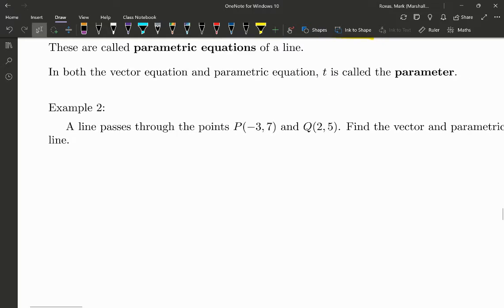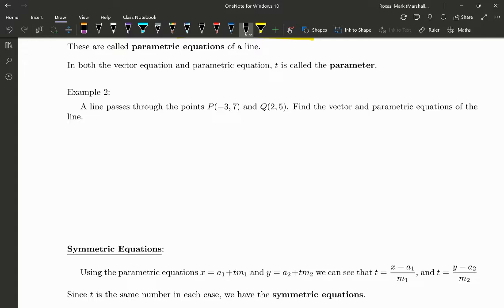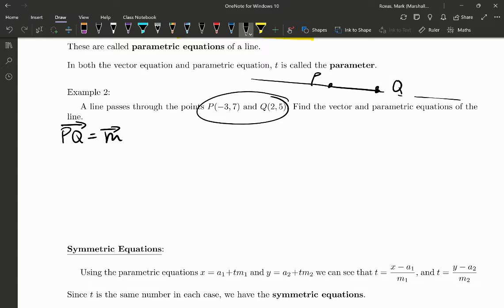So example 2: a line passes through the points P and Q. Find the vector and parametric equations of the line. I need to create a vector joining these coordinate points. Remember, these are coordinate points because they are round brackets. Then create a vector by joining P and Q, and we're going to call that our direction vector m, because if I create a segment from P to Q and then extend that line segment, we really have a line. P and Q essentially becomes my direction vector.